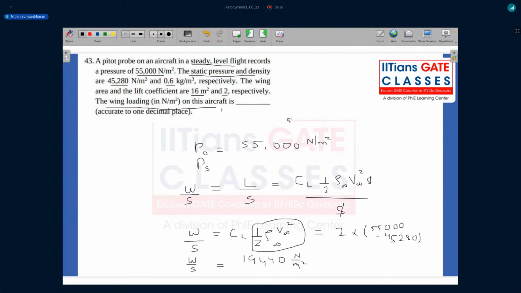All right. So that would be the value, and they want it in Newton per meter square. So again, you don't have to convert it to kilonewton or anything like that. All right. So this is how you would solve this problem. Clear? Any questions, confusions on this?